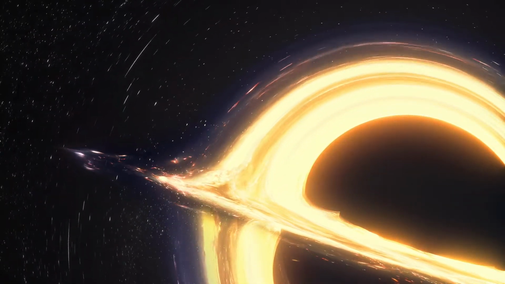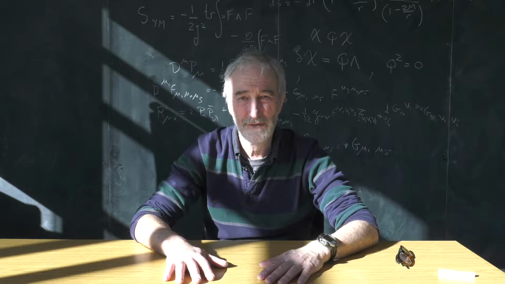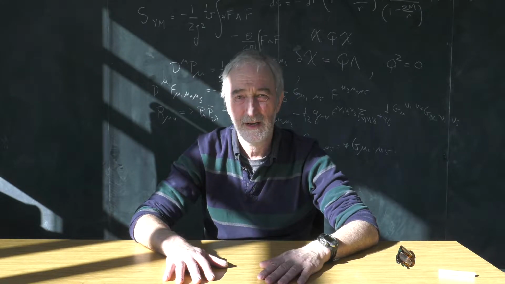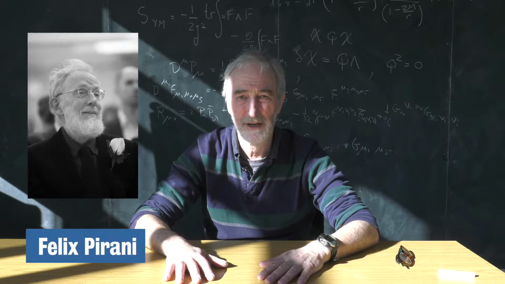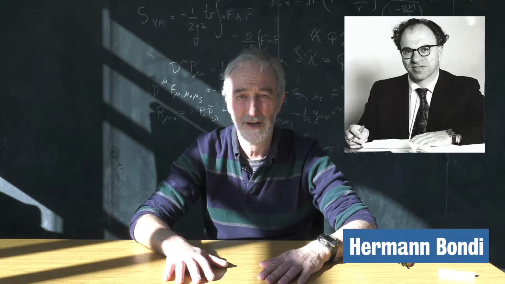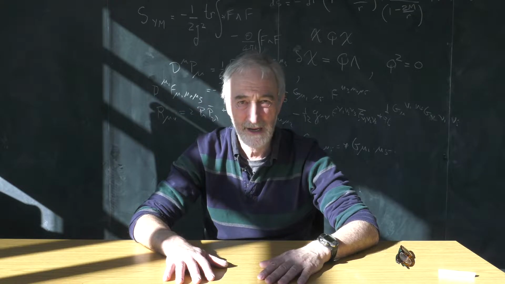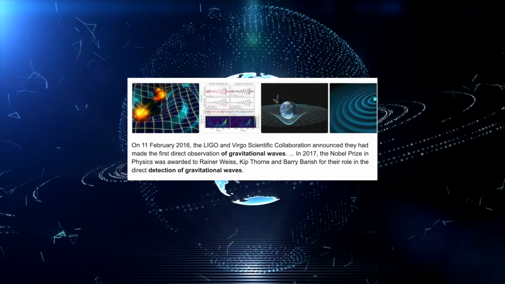What is not well known is that general relativity was not regarded as a proper physical theory until about the mid-1950s. This change of viewpoint came about by Felix Pirani and Hermann Bondi, also at King's. They explained how to measure the physical effects of gravity waves, and their work underlies the recent spectacular discovery by LIGO of direct gravity waves.